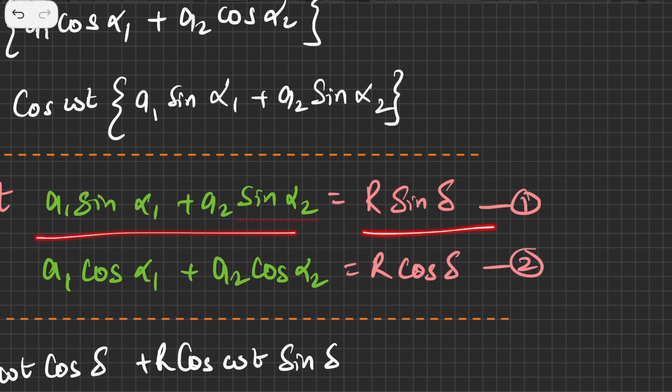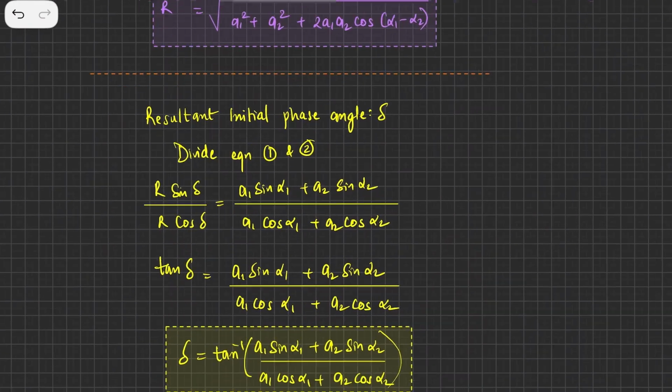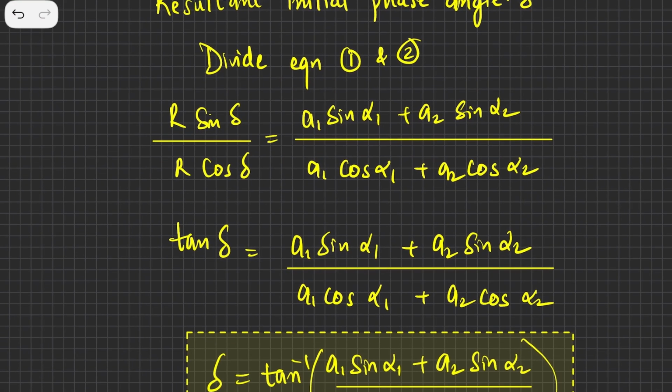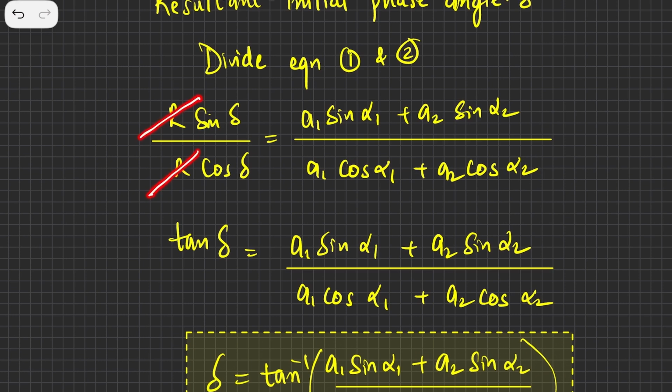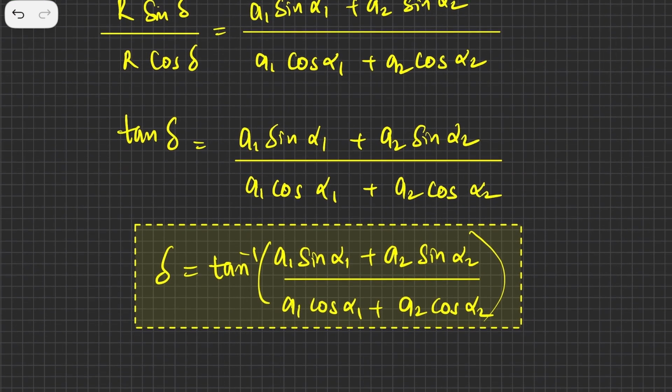You just divide equation 1 and equation 2. So for the resultant initial phase angle delta, divide equation 1 by 2: r sin delta upon r cos delta, and on the right hand side you have a1 sin alpha 1 plus a2 sin alpha 2 divided by a1 cos alpha 1 plus a2 cos alpha 2. Now r and r will get cut, and sine upon cos is nothing but tan. So this is your tan delta. The right hand side is just copied as it is, no change.